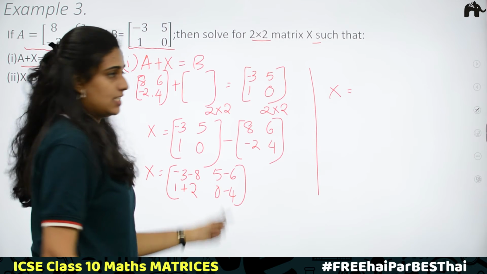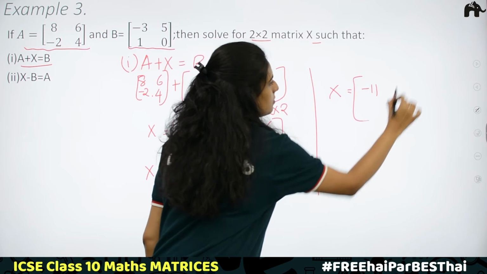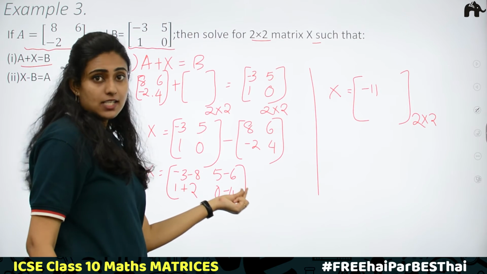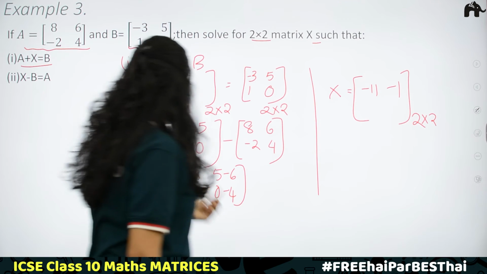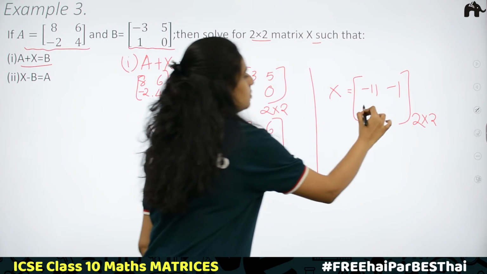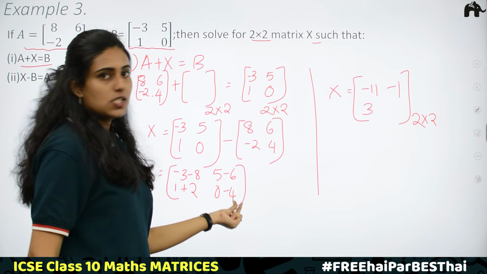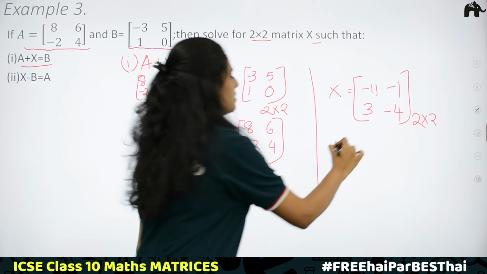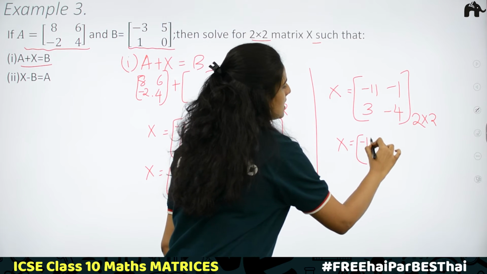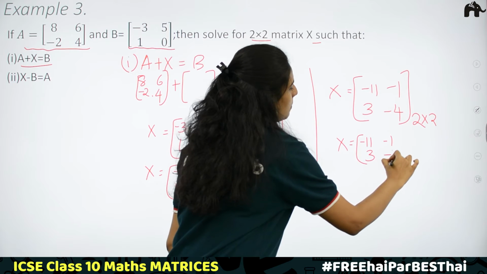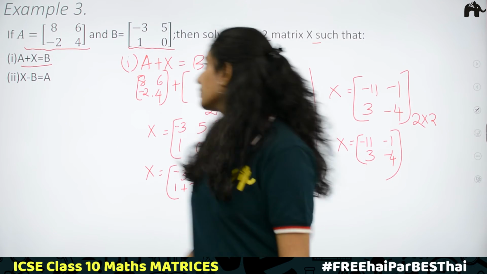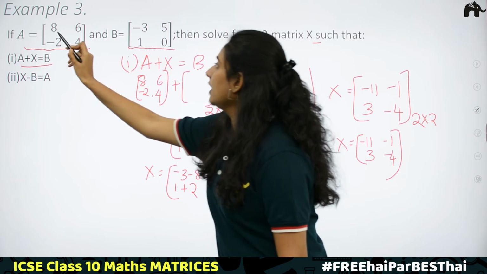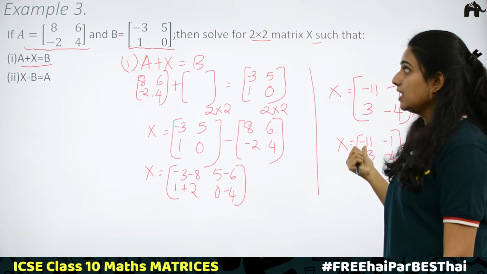minus 3 minus 8 is minus 11. Put the square bracket. This is a 2 by 2 matrix. 5 minus 6 is minus 1. Then 1 plus 2 is 3, 0 minus 4 is minus 4. The elements of X are, matrix X is equal to minus 11, minus 1, 3, minus 4. If you want, you can check this. A plus X is equal to B. Here in A we have 8 and here we have minus 11.